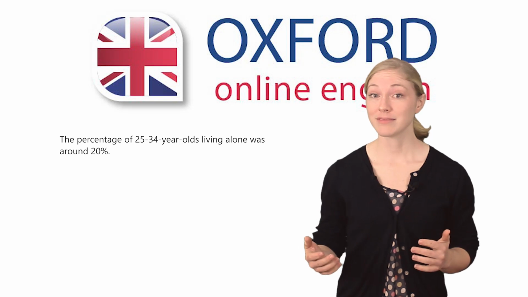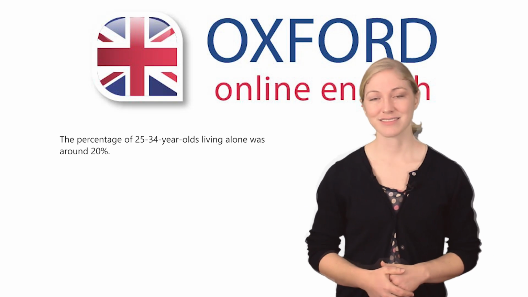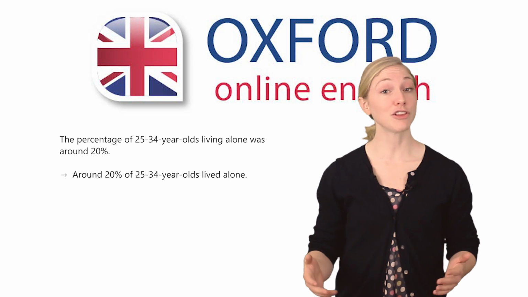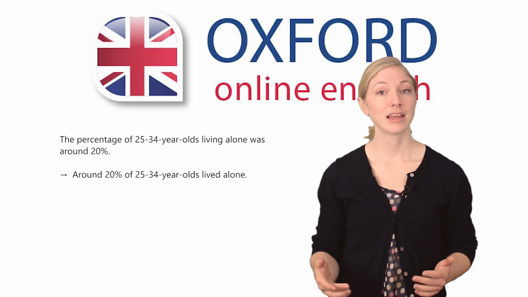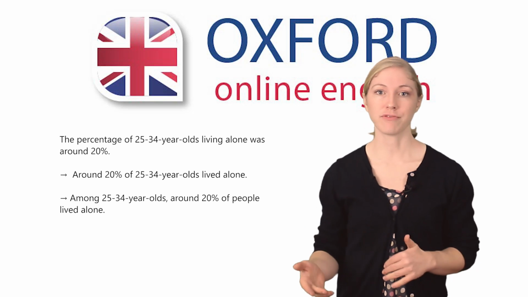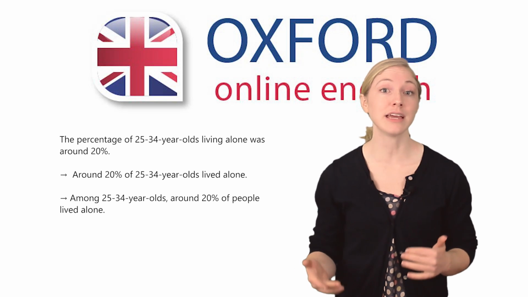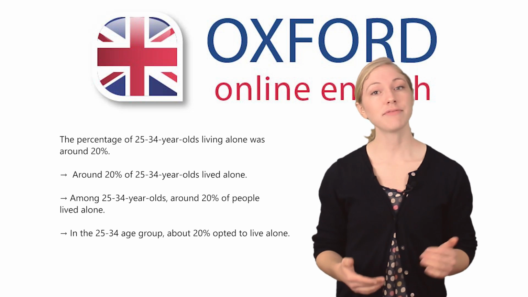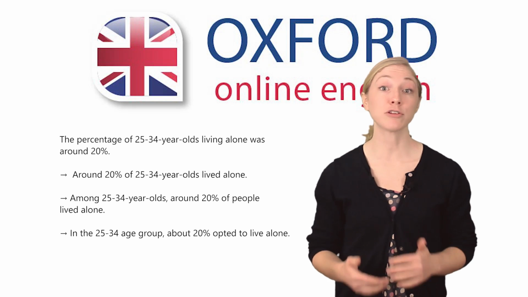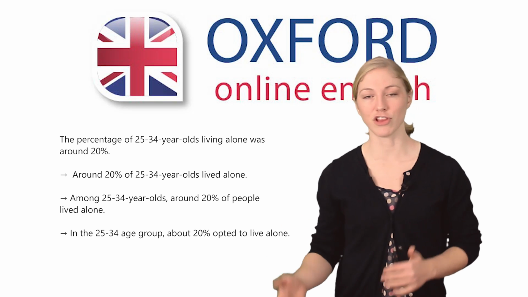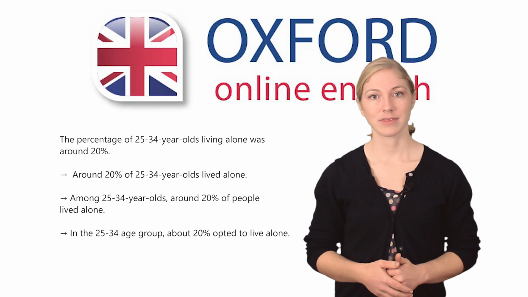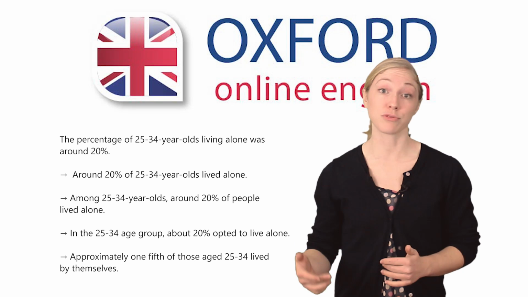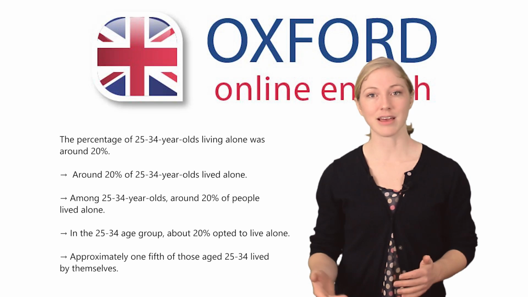Could you do it? Here are some possibilities. Around 20% of 25 through 34-year-olds lived alone. Among 25 through 34-year-olds, around 20% of people lived alone. In the 25 through 34 age group, about 20% opted to live alone. Approximately 1/5 of those aged 25 through 34 lived by themselves.